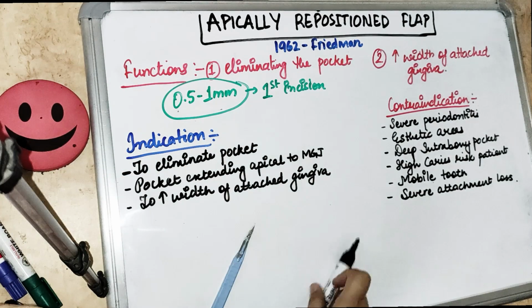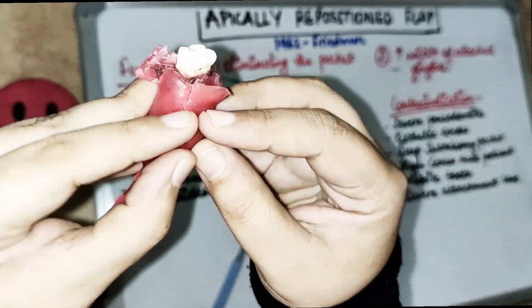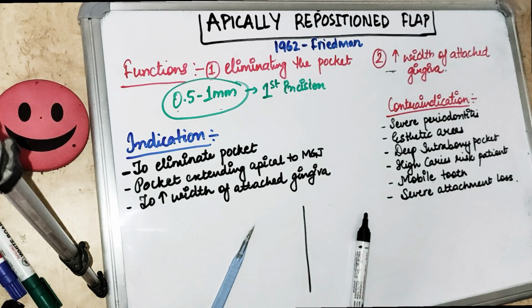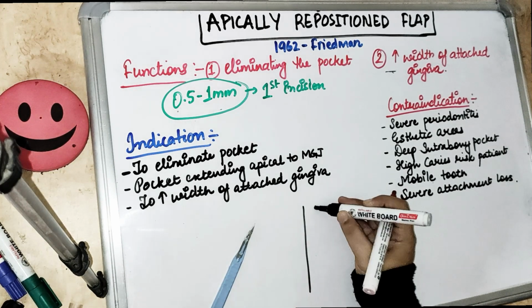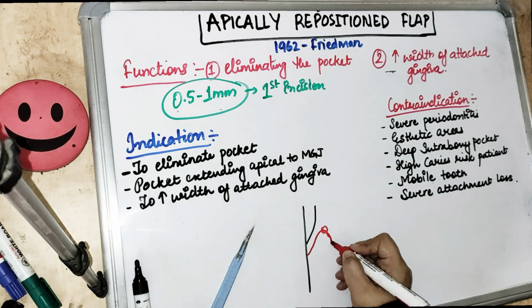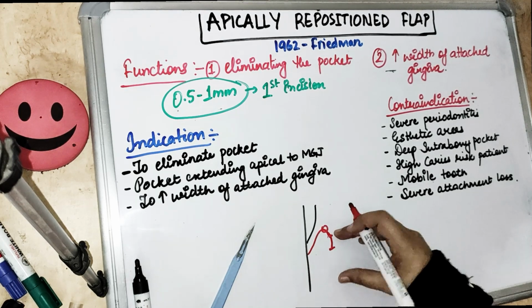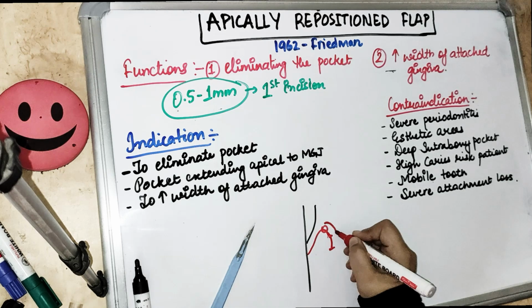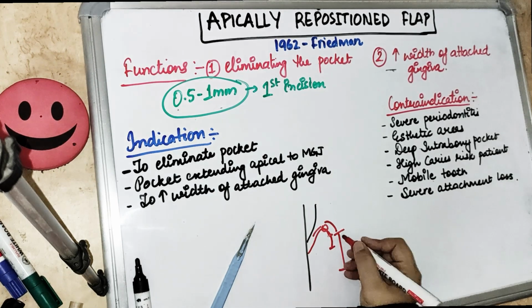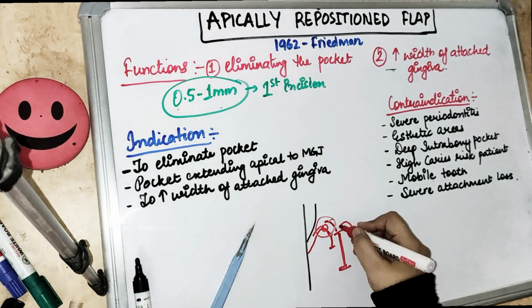If we want to increase the width of attached gingiva, because there is elimination of the pocket, you understand. Now there is one more new term which is coming, which is the increase in the width of attached gingiva. Suppose this is the gingival margin, this one is the tooth surface, and then we have the marginal gingiva. After that we have the attached gingiva. If the attached gingiva is less, then we want to increase the attached gingiva. So we are taking the marginal gingiva and the sulcular gingiva and making it the attached gingiva. So like that we are taking some part of the marginal gingiva and making it the attached gingiva.